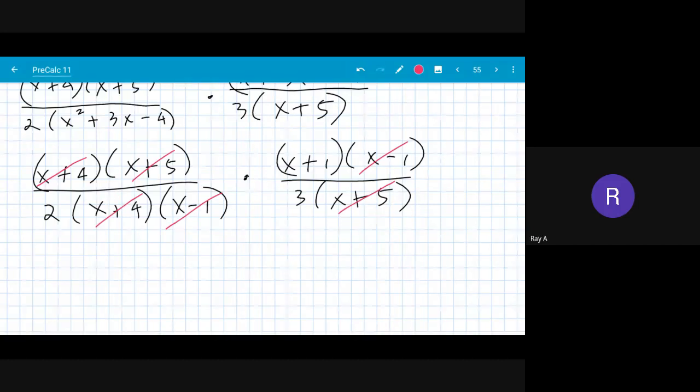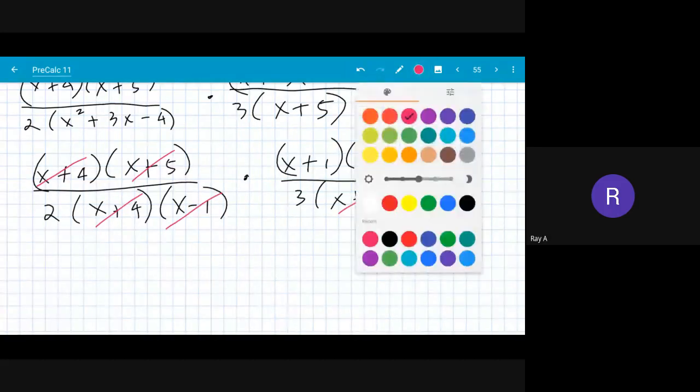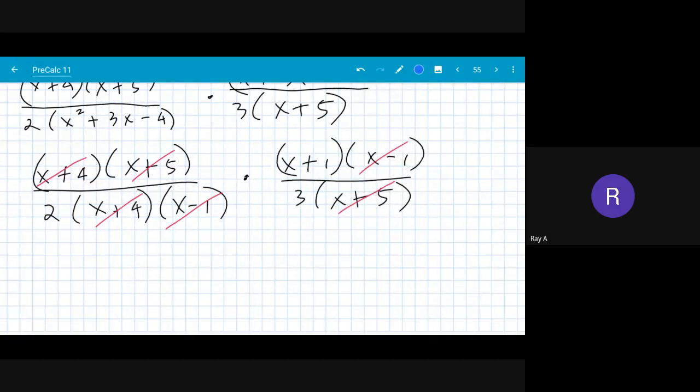So really, what we have left would be this one, and I'm going to circle it with blue. The x plus 1 on top, this 2 on the bottom times the 3. All right? Okay, so the final answer would be x plus 1 over that 2 times 3 is 6. Okay? Now, what are the non-permissible values?